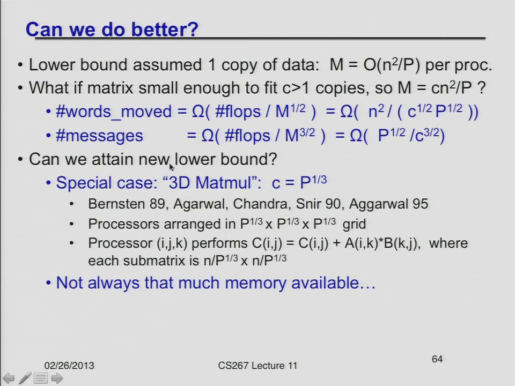And if you look historically, people had discovered an algorithm that attained this lower bound in one special case, and these references go back a long time, for the special case when you have p to the 1/3 copies of the data.